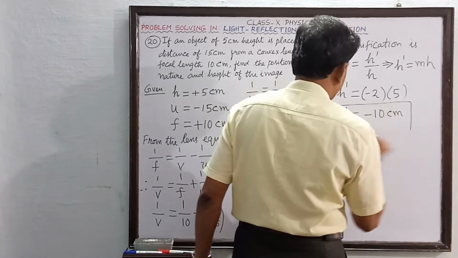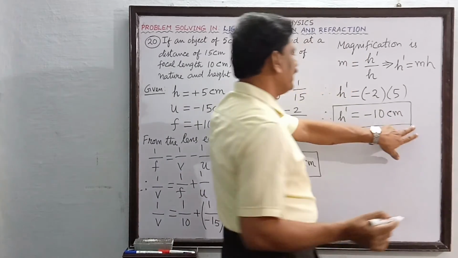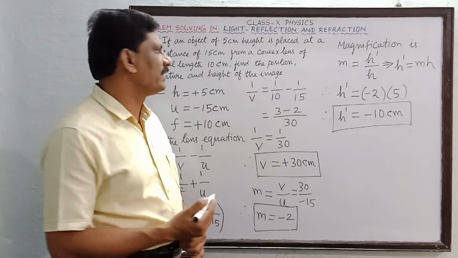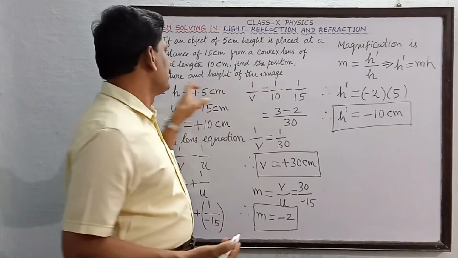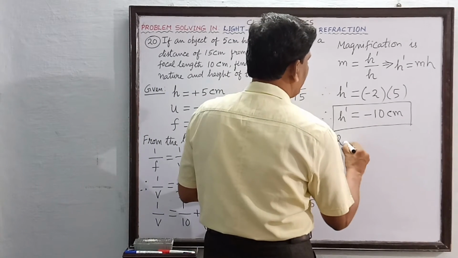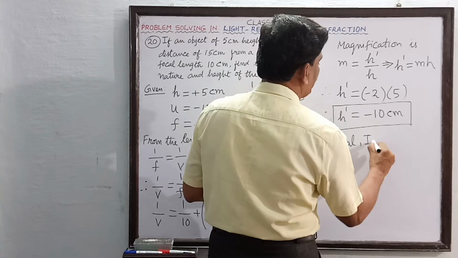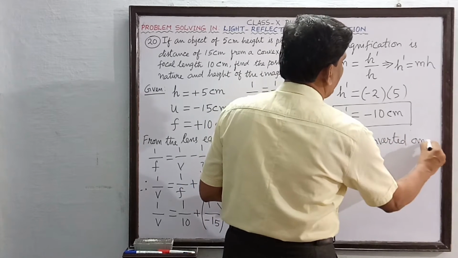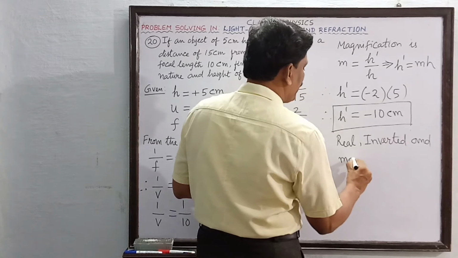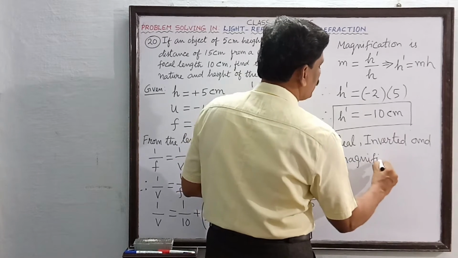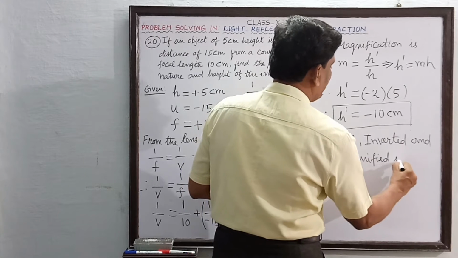So what does this minus mean? This minus sign indicates that the image is formed below the principal axis. So what is the nature of the image? Real, inverted and magnified image. Because the magnification we are getting is 2 with a negative sign, it is a magnified image.